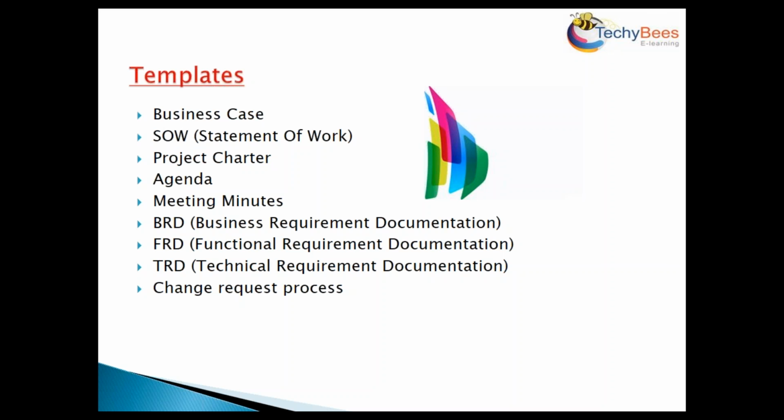Which UML diagram should go into which document? What is the difference between a business requirement and a functional requirement? How different is a functional requirement from a non-functional requirement? What is the difference between a functional requirement document and a functional design document? What is a technical specification document? And what is a change request process? How is it achieved?